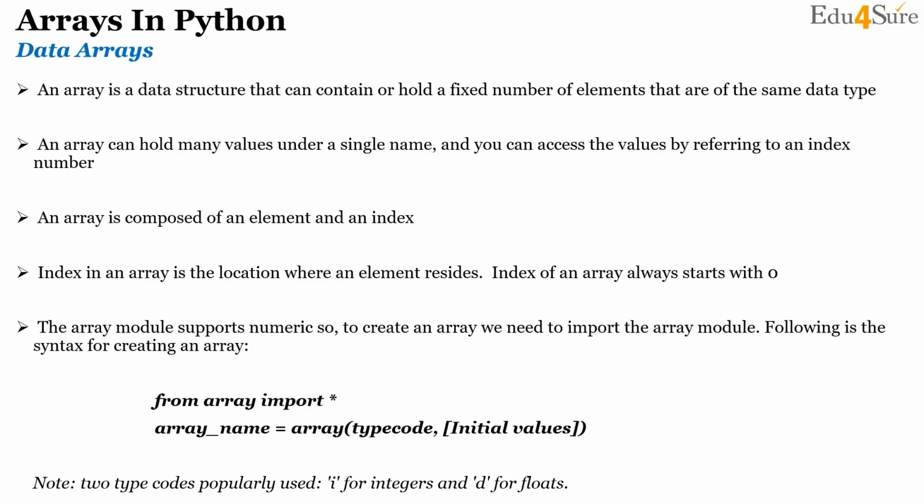Array name here refers to the user-defined name for the array that we want to give. Array on the right-hand side refers to calling the module's functionality to create an array, while the first parameter in this function refers to the type code. Type code is a special code that is used to refer to the type of data we will insert in the array. Initial values are the list of values that we want to insert in our array. Two type codes are popular: small i in single quotes is used to refer to integers, while small d refers to floating point values.